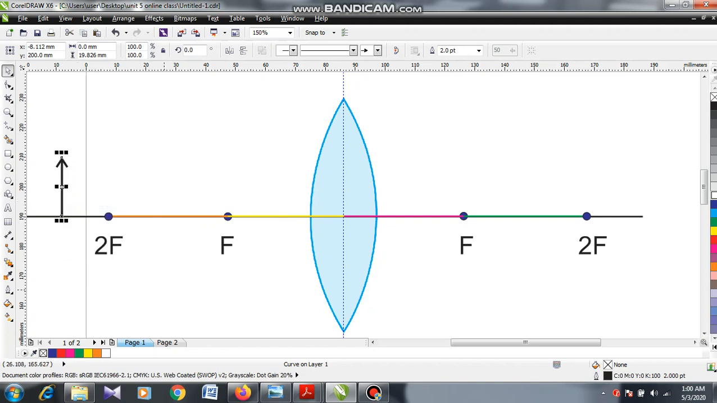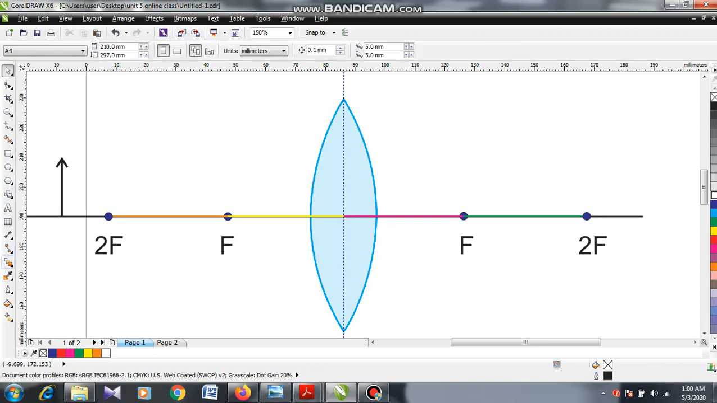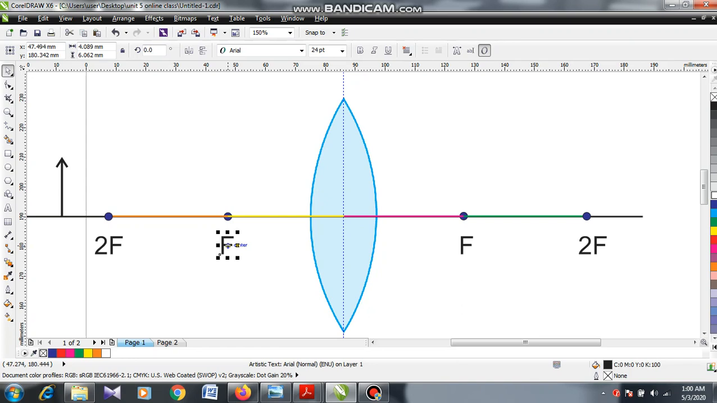I'm going to first show you how to get the image of an object that is placed at an object distance greater than twice the focal length. Here I have placed the object. I'm going to mark it with the letter O.